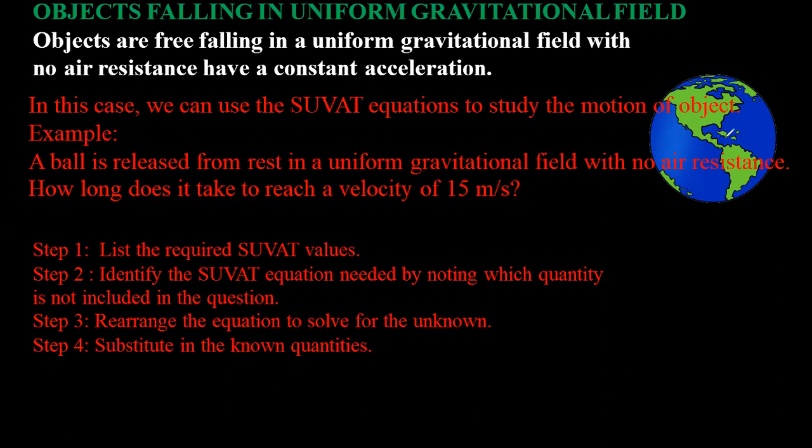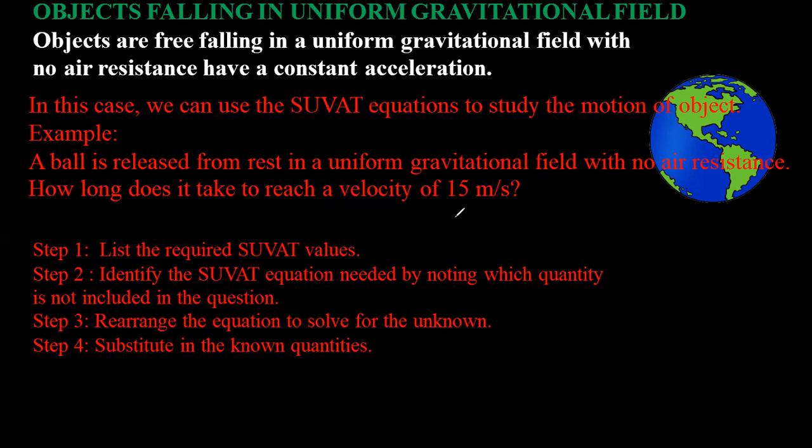So all objects are attracted towards the center of the Earth due to the gravitational field of Earth. Objects are free falling in a uniform gravitational field with no air resistance, and they have constant acceleration. This is the concept we are considering here: if objects are falling freely in a uniform gravitational field with no air resistance, they have a constant acceleration. In this case, we can use SUVAT equations to study the motion of the object.